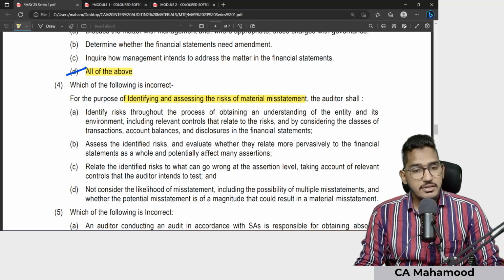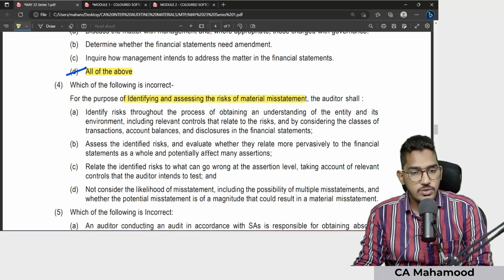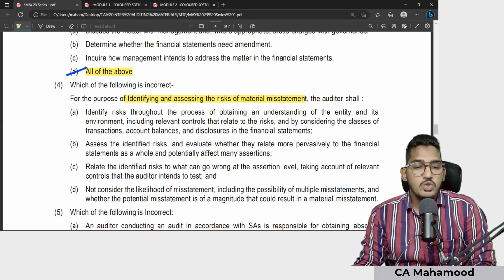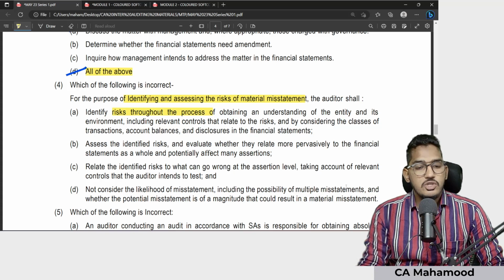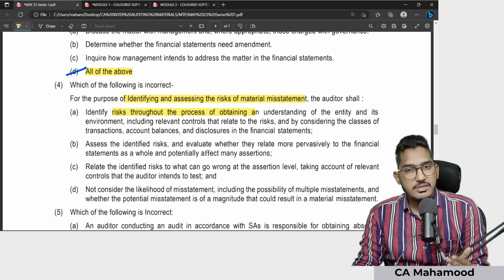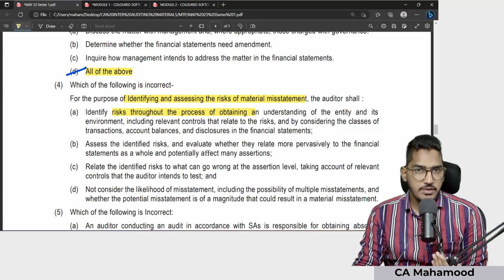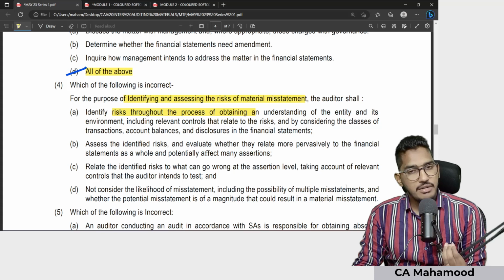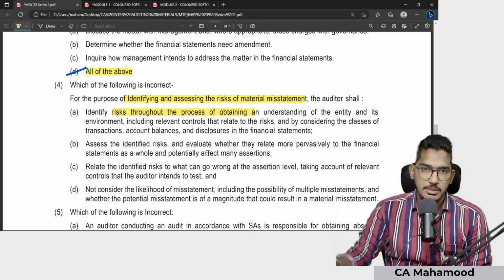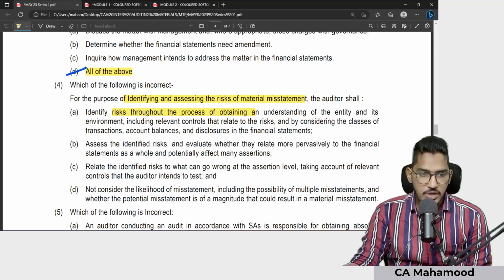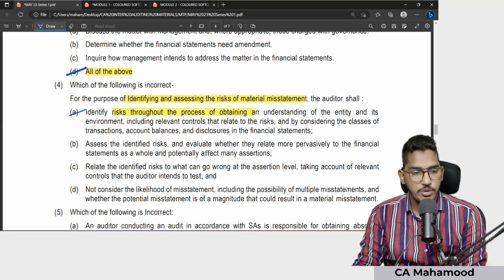The auditor shall identify risk throughout the process of obtaining an understanding of the entity and its environment, including related controls that relate to the risk, and by considering classes of transactions, balances and disclosures. See, the main content here is you have to identify the risk throughout the process of audit. As we know, understanding the entity is not just a one-time activity. It is rather a continuous process. We know it, right? So even identifying and assessing the risk of material misstatement is also a continuous process. It happens throughout the audit, not just at the beginning of the audit. Do you agree with that? Yes. So that's why the first statement is correct. But they're asking us to find the incorrect statement. No. So let us read the remaining options.